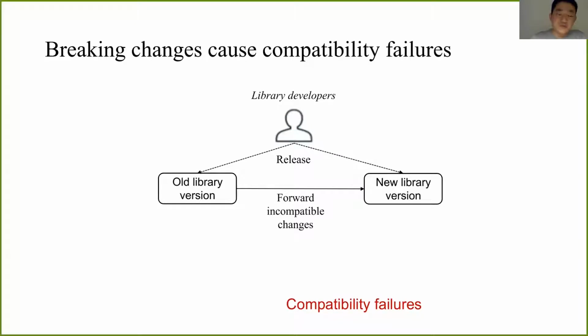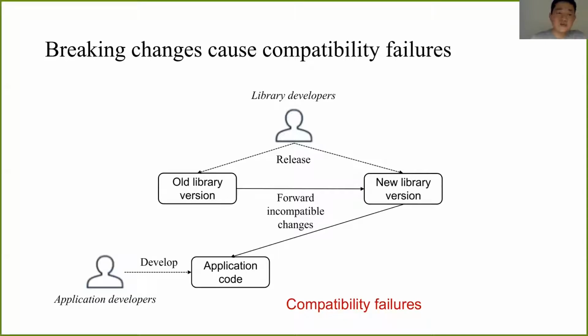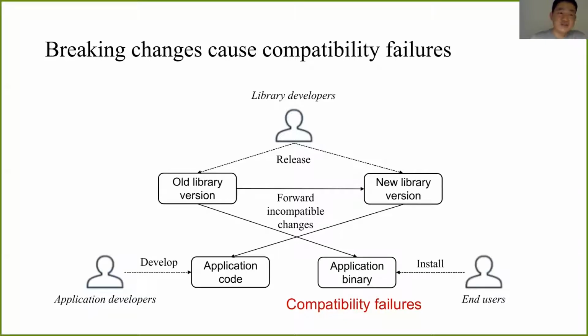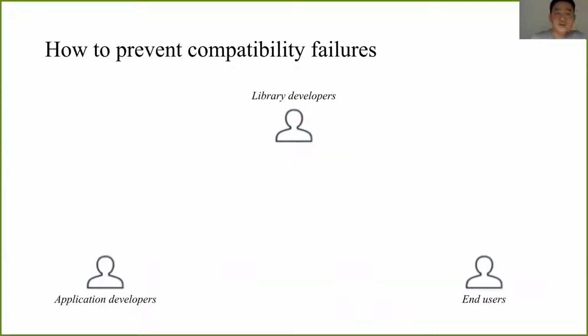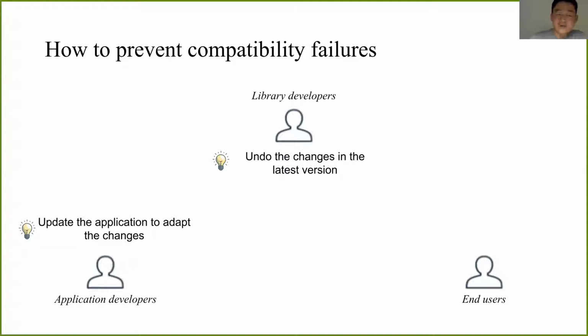Also, when the two versions contain forward incompatible changes, while application developers use the new version and users use the old one, the failure may happen again. When the breaking changes have already happened, there are different approaches to prevent the failures. First, library developers can undo the change in the latest library version, and application developers can update the application to adapt to the changes. Also, users can avoid using the incompatible library versions.